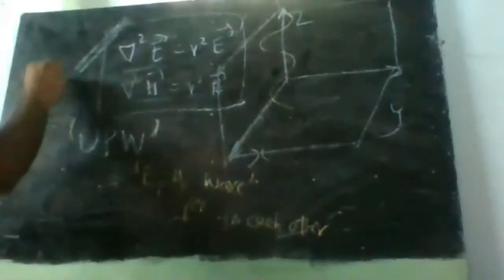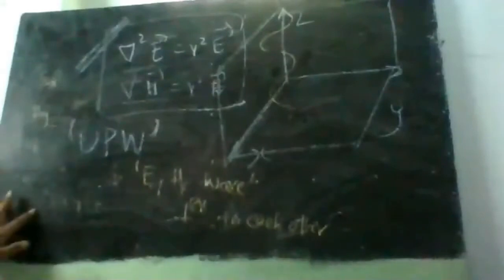Okay, so if E bar has an X component, then the H bar will be either Y or Z. HY or HZ will exist, HX will not exist. Let us say if HY exists, then the wave will be propagating in Z direction, because X cross Y is equal to Z. All the three have to be perpendicular to each other. So if one is in X, the other will be in Y, and the resultant wave will propagate in Z axis.